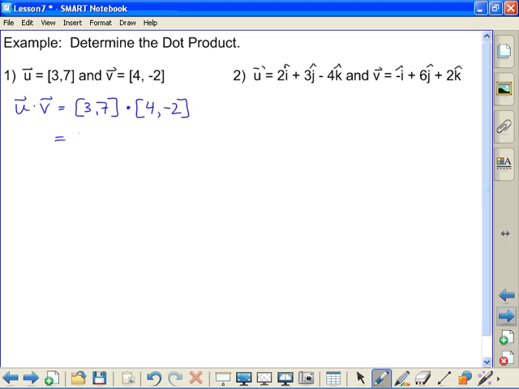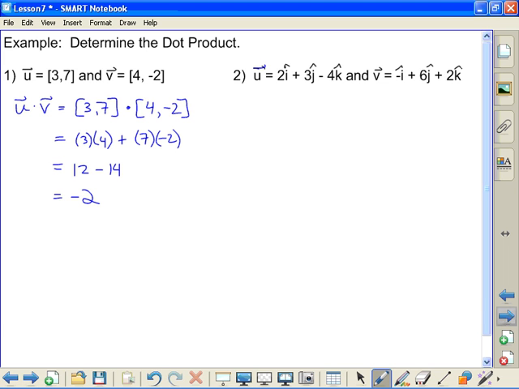So I'm going to show all steps here. You take your x values, multiply them together, plus multiply your y values together. So 12 minus 14 equals negative 2. And that's it. No other steps.